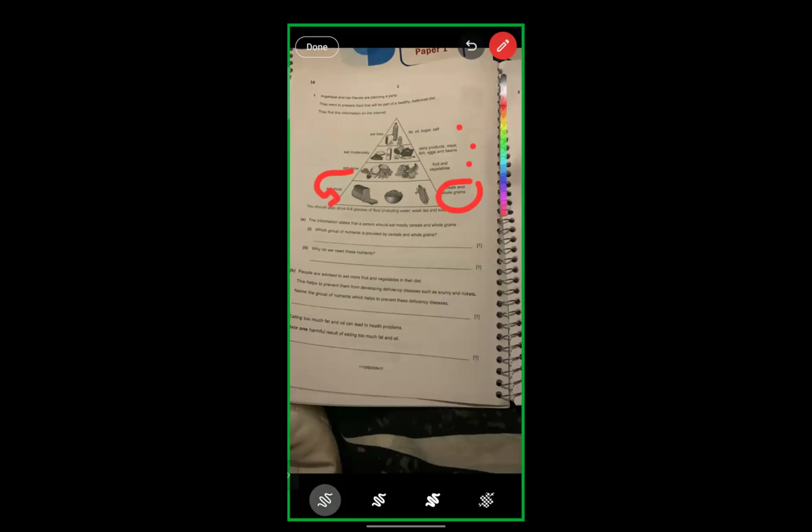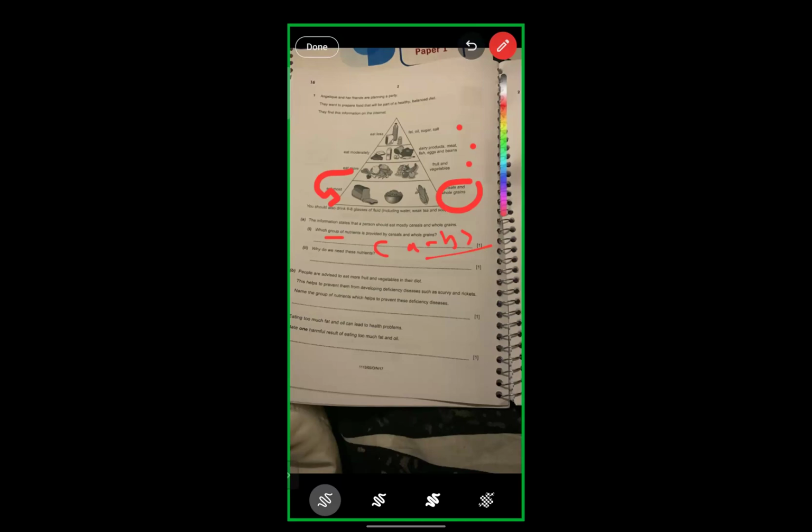Which group of nutrients is provided by cereal and whole grains? Carbohydrates. Great, carbs, carbohydrates. Why do we need these nutrients? Wait, I'm just writing it. Okay, you have to write down just.